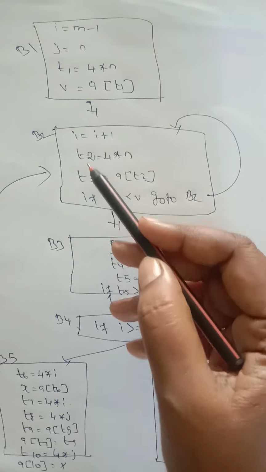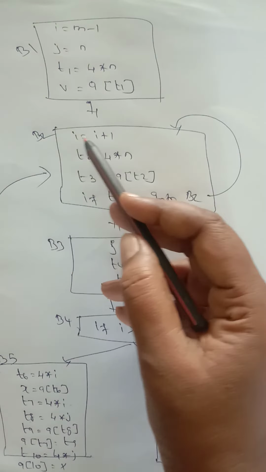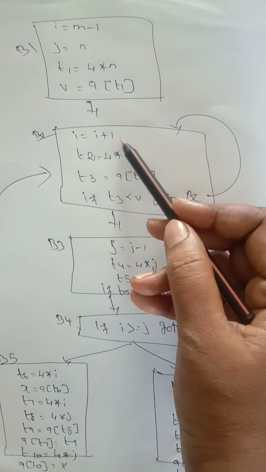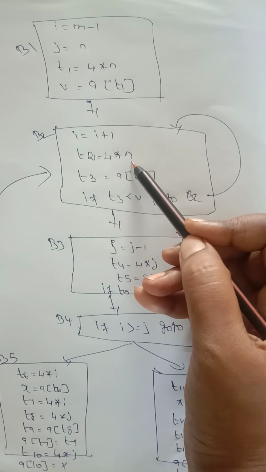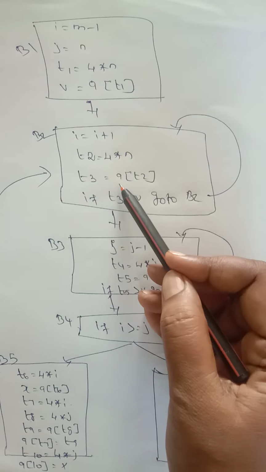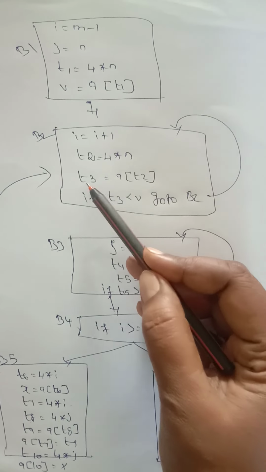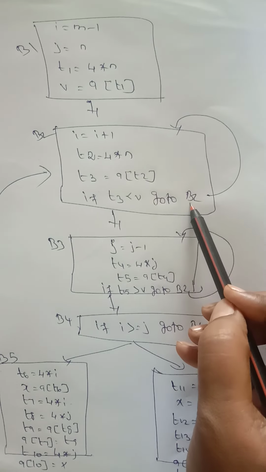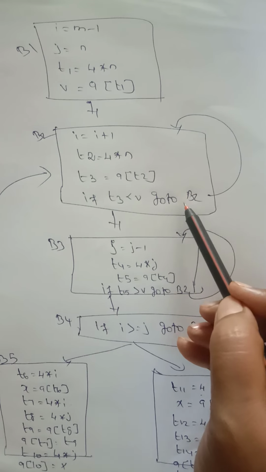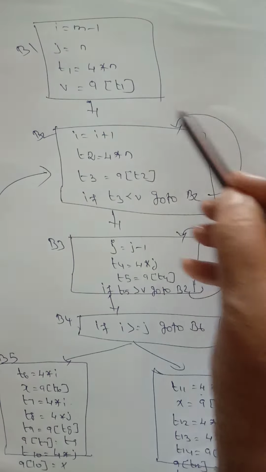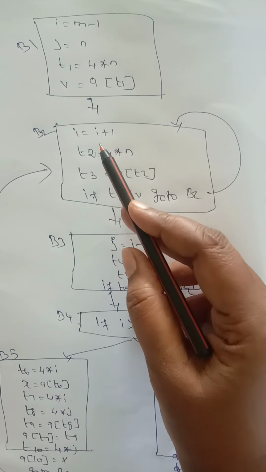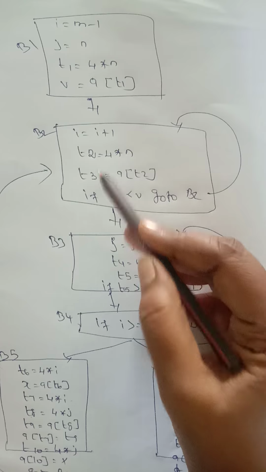Then come to the second block. In second block B2 we have 4 lines of code. The first one, i equal to i plus 1. Second one, t2 equal to 4 into n. Then t3 equal to a of t2. If t3 is less than v, go to B2. B2 means again we have to execute the same block, starting from the beginning of B2. So here we have a looping process, and we have to check whether all the lines inside the loop have effect or not.